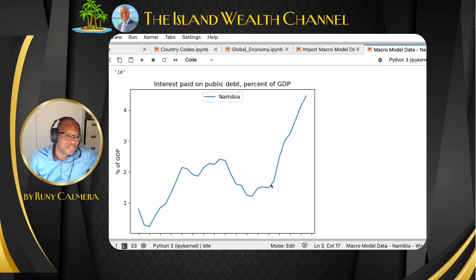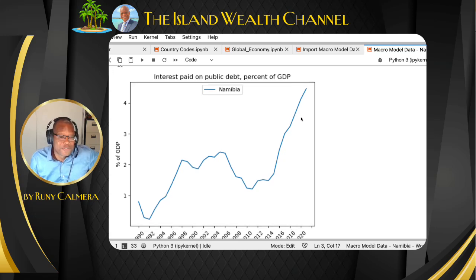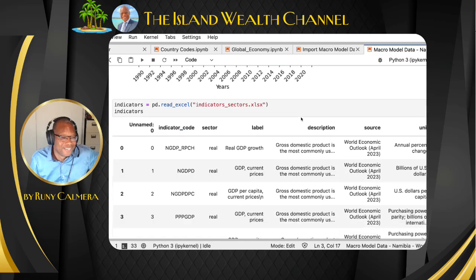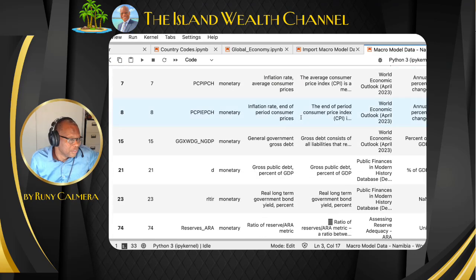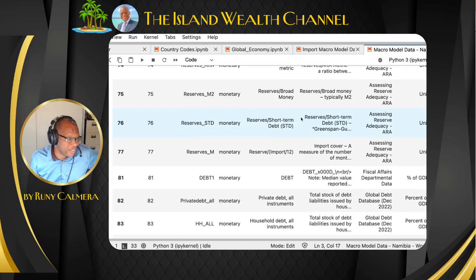Interest rate. Okay, so they got like 4% of their interest paid on public debt. United States has, I think, 33%. So Namibia is fiscally sounder, safer than the United States. You don't hear the IMF telling you that, right? You don't need Moody's telling you that.